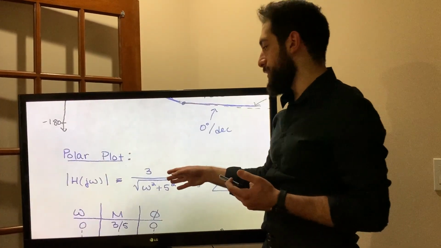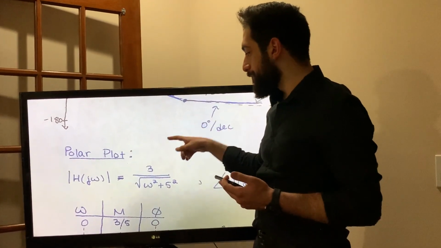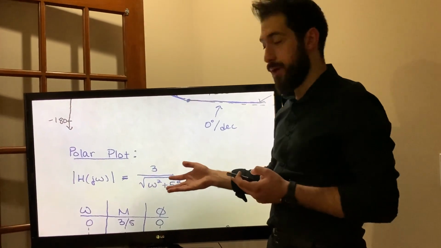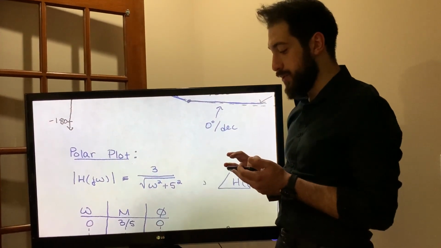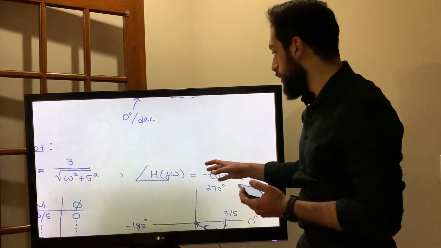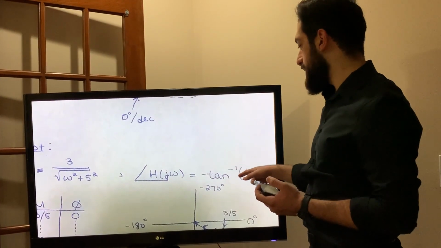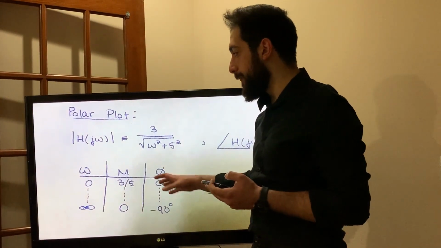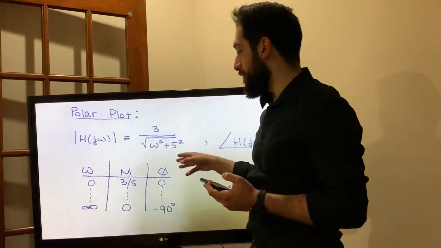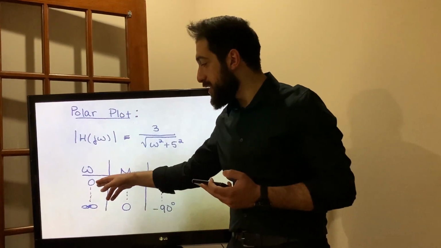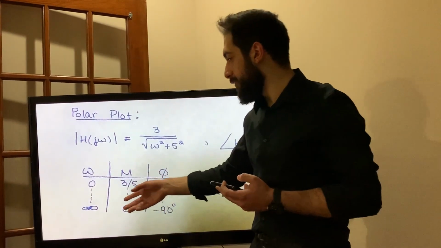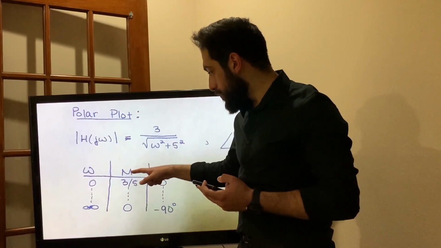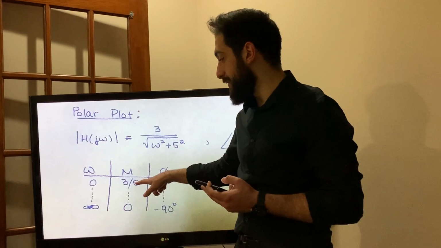So here we're going to be looking at the magnitude, which is going to be our 3 over the square root of omega squared plus 5 squared. Keep in mind, the reason we're using that is because it's the magnitude. And then your phase is going to be the negative inverse tan of omega over 5. So what you do is you take this little chart right here. You're going to have the omega, your number, and your angle. You're going to start with 0 and go to infinity. We're not going to actually plot all of them. We're just going to use those two terms. And then we're going to begin with our constant, which is 3/5 here.